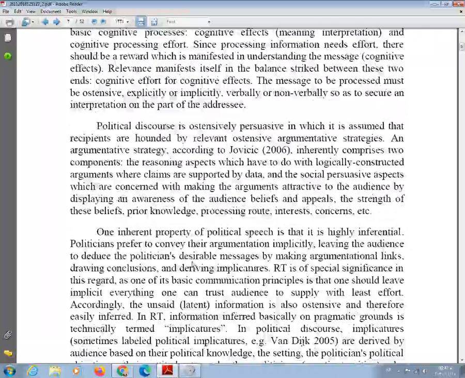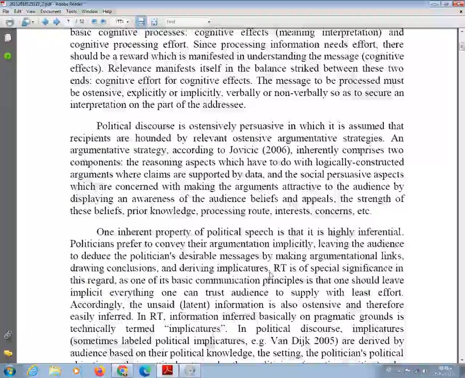And then we have in this paragraph, one inherent property of political speech is that it's highly inferential. Not only political speech, actually human communication in general is highly inferential. I mean, what we infer is more than what is said to us. Human communication is built on that. Politicians prefer to convey their argumentation implicitly, leaving the audience to deduce the politician's desirable messages by making argumentational links, drawing conclusions, and deriving implications.